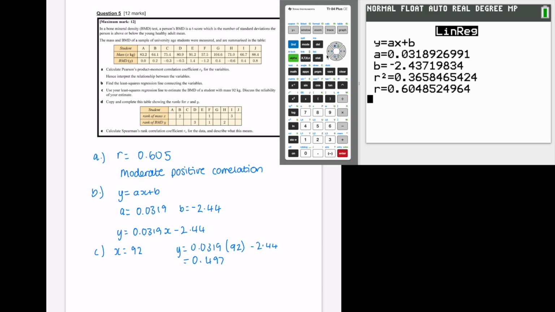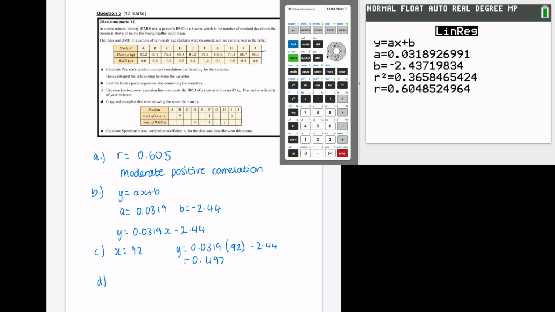And we need to discuss the reliability. So a value of 92 has gone in. We do have values around 92. Our highest value is 104 and our smallest value is 57. So it's within the range of the data, which is good. However, because the correlation value isn't as strong as it could be, there is still a margin of error, but you could argue it either way, so long as you give your reasons.